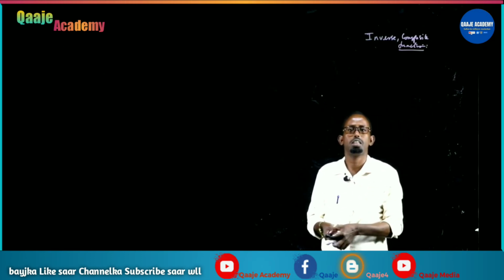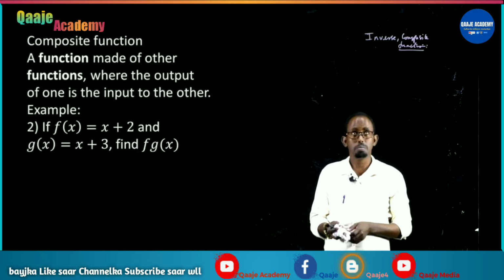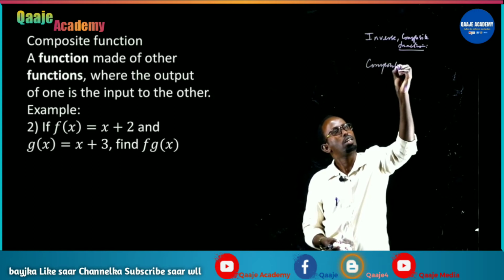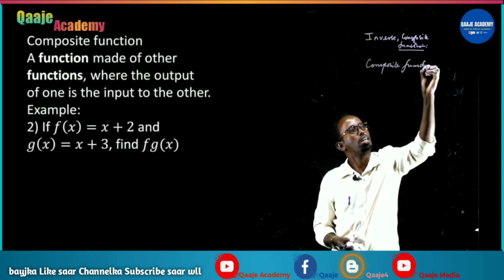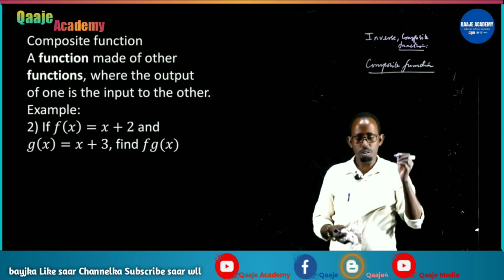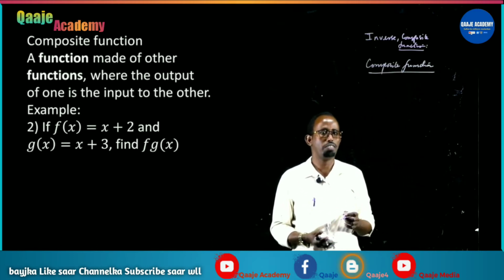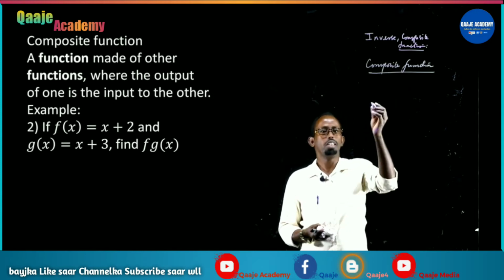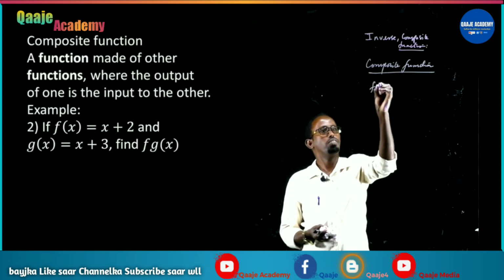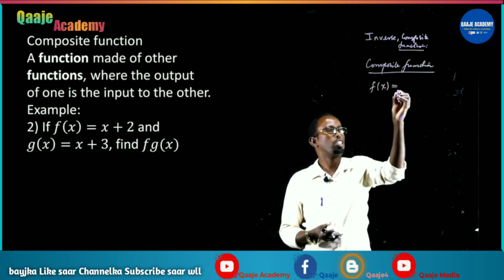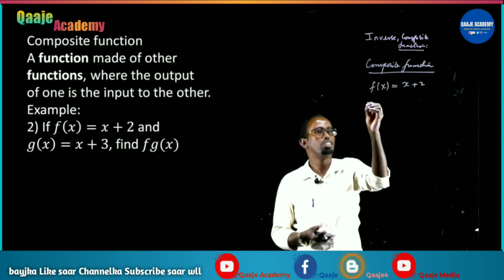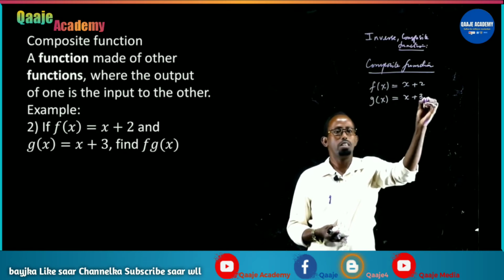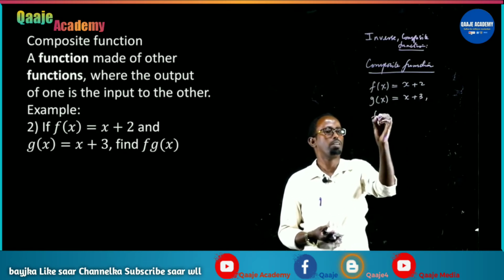Next, composite functions. A composite function is made up of other functions where the output of one is the input of the other. For example, you are told if f of x is equal to x plus 2 and g of x is equal to x plus 3, then find fg of x.